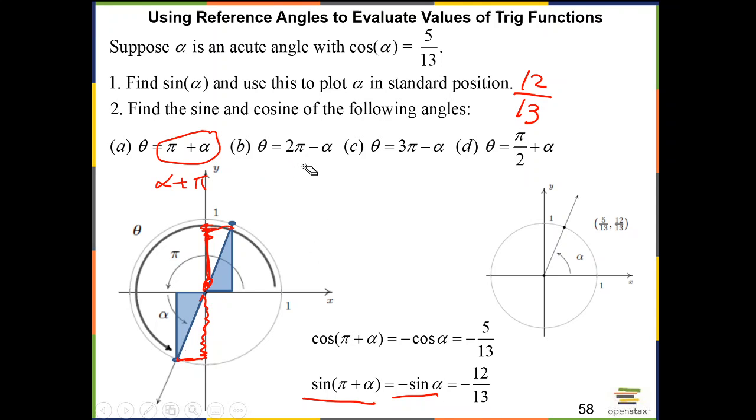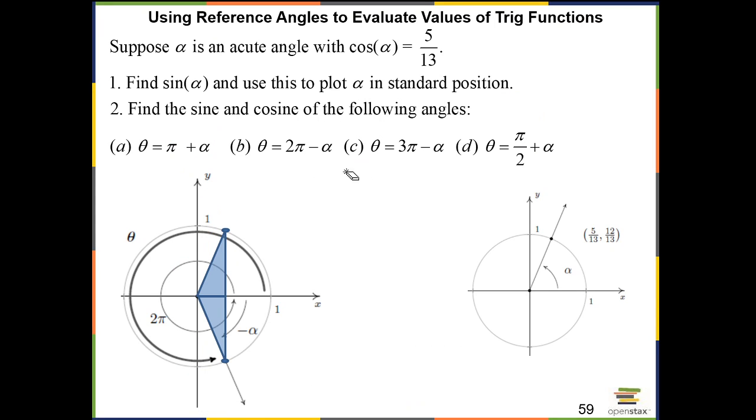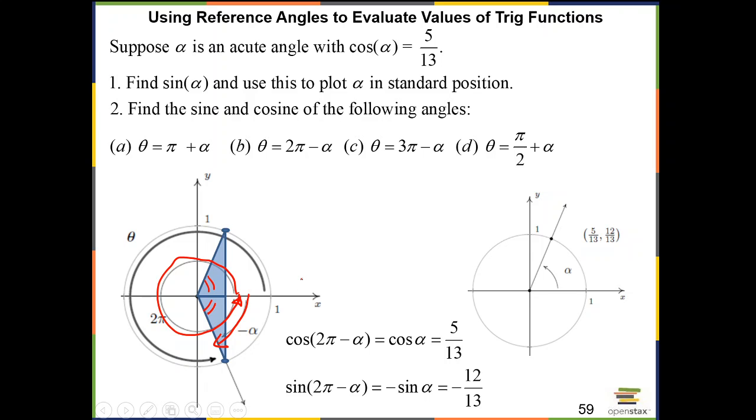Okay, so let's do the B part: 2 pi minus alpha. So if you come all the way to 2 pi and then subtract alpha, obviously alpha is the reference angle, which is the same as that. So that makes the cosines the same and the sines have different signs, right? So you can easily see that cosine of 2 pi minus alpha is the same as cosine alpha, right here. You see it right there.